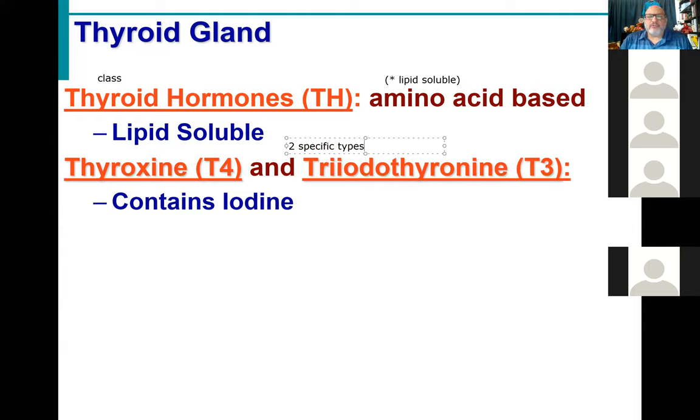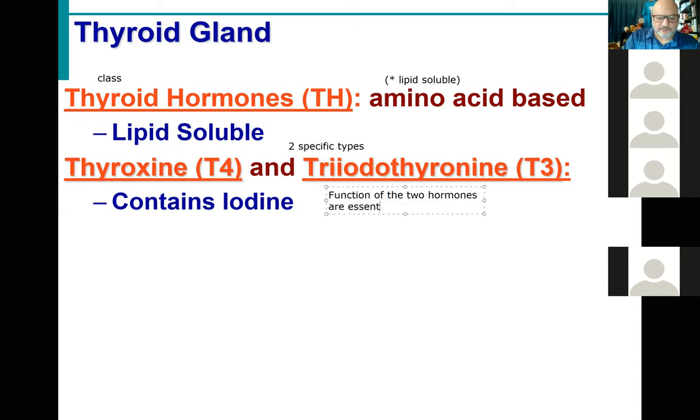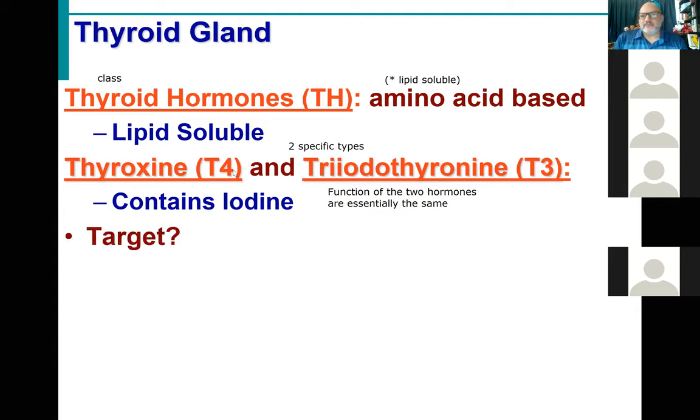The two thyroid hormones are thyroxine, T4, and triiodothyronine, T3. They are called T4 and T3 because they contain iodines. Thyroxine contains four of them, triiodothyronine contains three of them. Now, these are two different hormones with subtly different functions, but for us, because the sky is blue, the function of the two hormones is essentially the same. So we won't worry about emphasizing the subtle differences between the two of them. We'll just think of them in general as what it is that they do collectively, right?